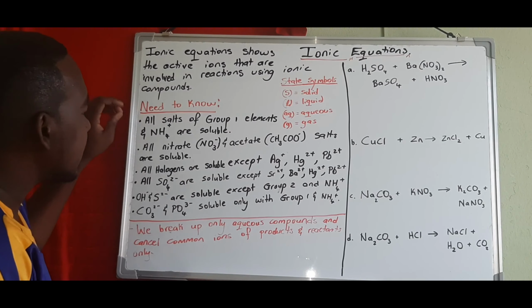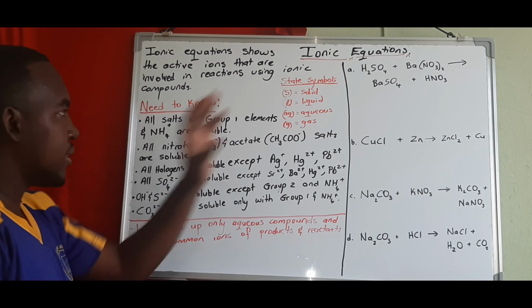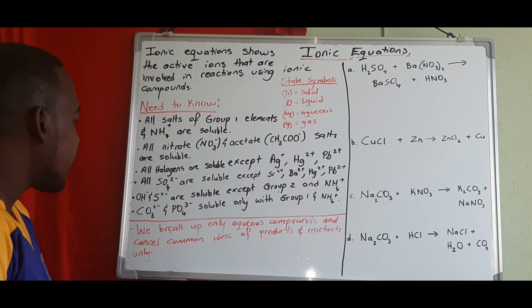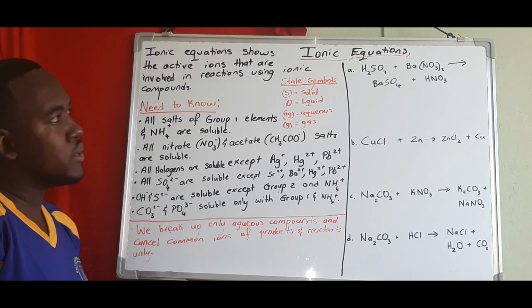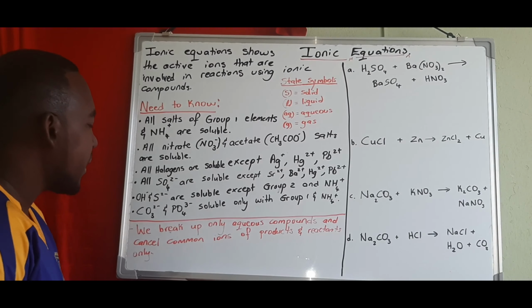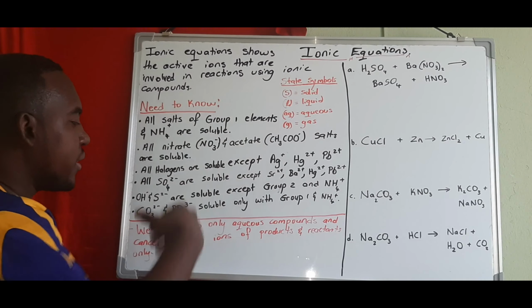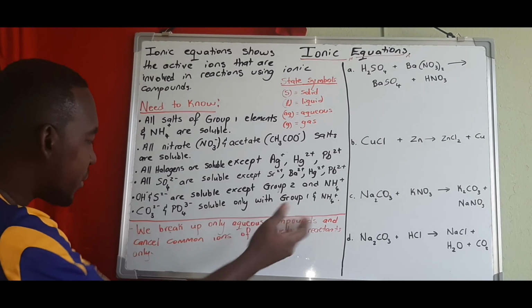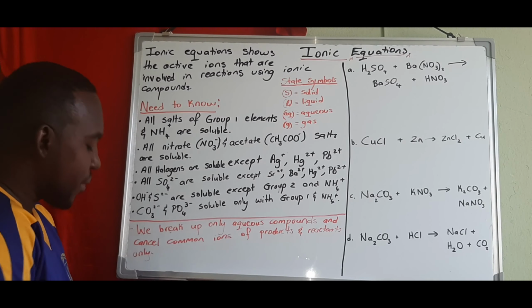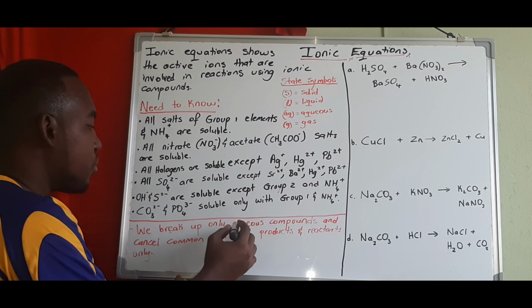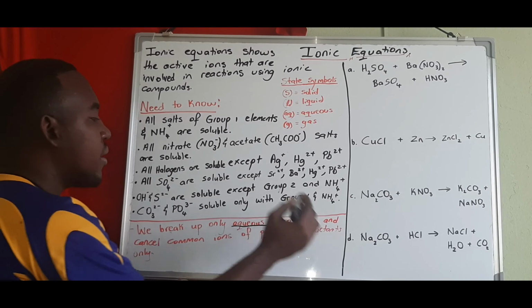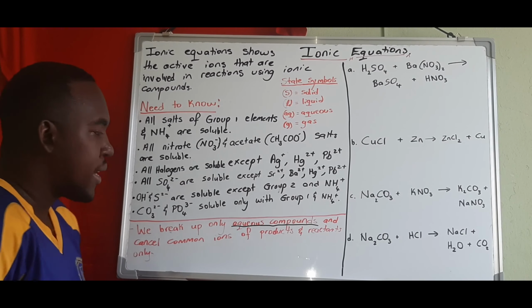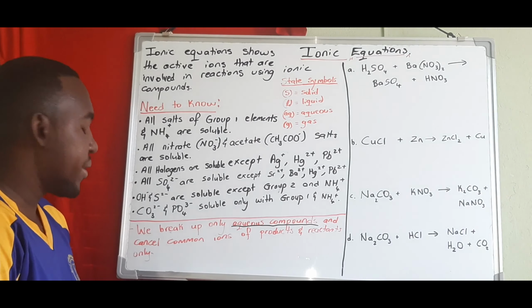So we're going to see how much of these rules we need to get our problems solved with ionic equations. To do ionic equations, we will have our normal chemical equations, and to make it ionic, we're going to split all our aqueous compounds into their ionic forms. The important part here is we're only going to split the aqueous compounds into their ionic forms, and then we cancel the common ions from our products and our reactants only.